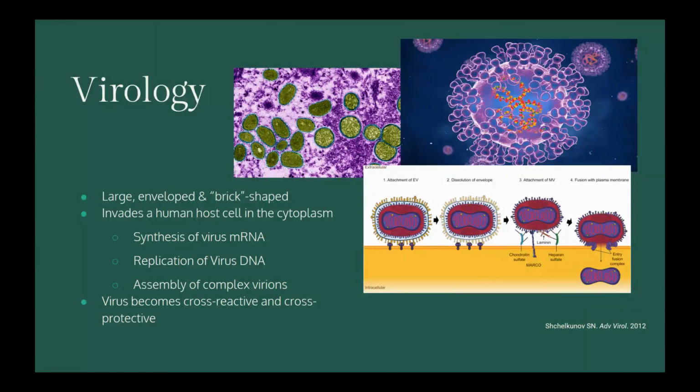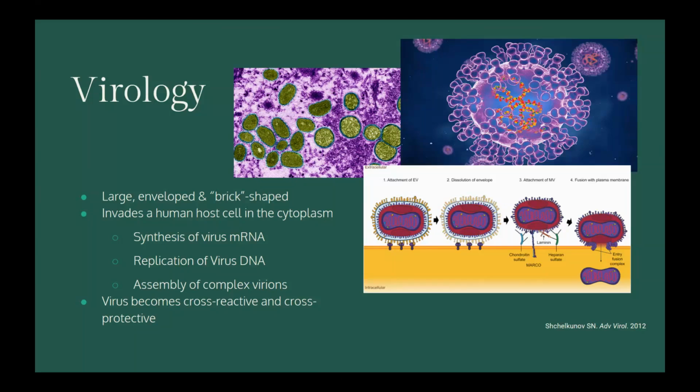The virus itself on a molecular level is a large, enveloped, brick-shaped virus. It's encapsulated with a double-stranded DNA genome and enzymes required for viral encoding and replication. It invades a human host cell in the cytoplasm. The virus encodes a large number of proteins for synthesis of virus mRNAs, and then the replication of virus DNA and assembly of complex virions. Specifically, it replicates in the cell, involved in regulation of the virus with both individual cells and the host organism.